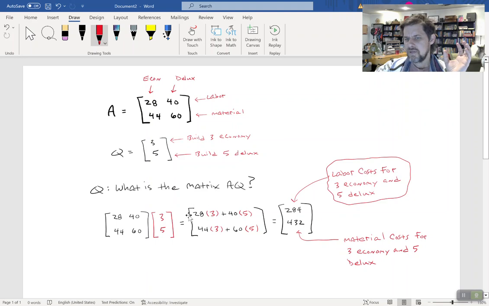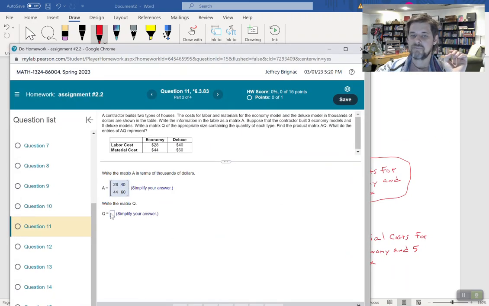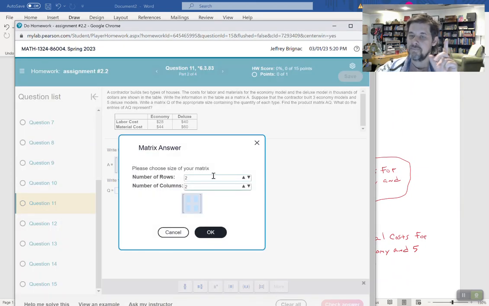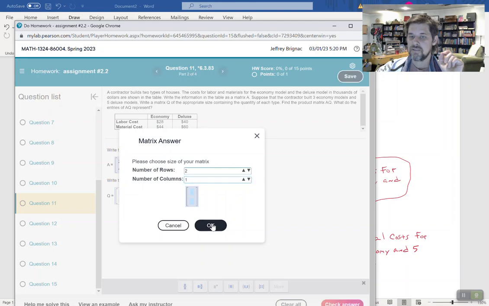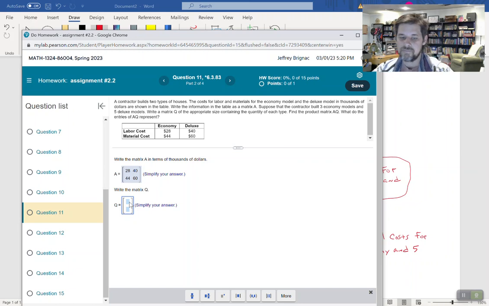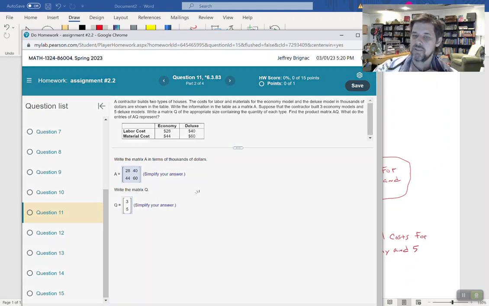But think about what that is. Because the upshot of this question, after I put in matrix Q, and in case you don't know how to put a matrix in, here's our matrix function, and that matrix Q was 1 column and 2 rows. So I'm going to do it like this. And what was it? 3 and 5. Yep. So I'm going to put 3 and 5 in. And that's how I can enter a matrix in.